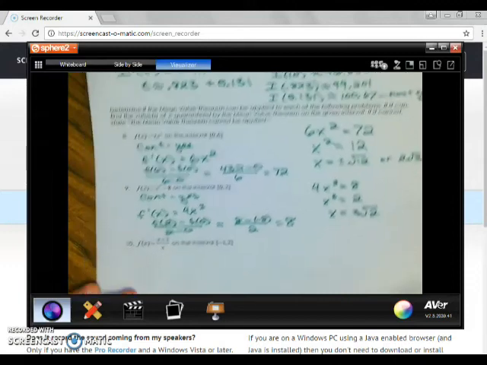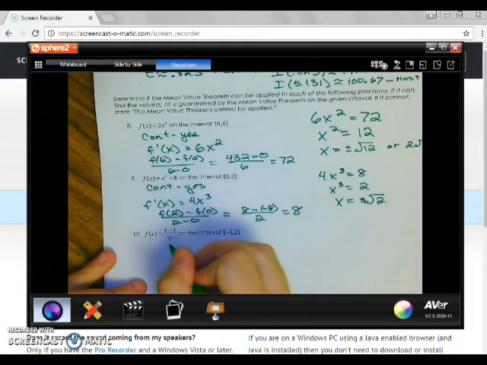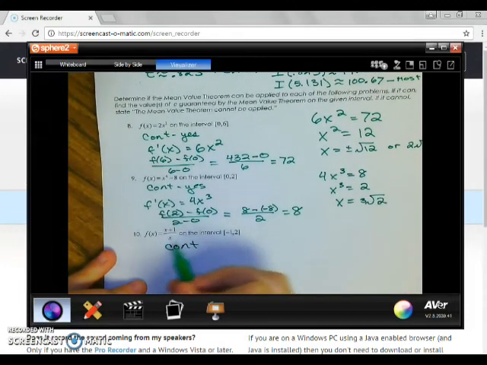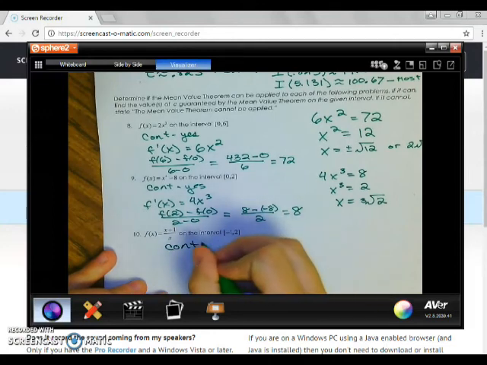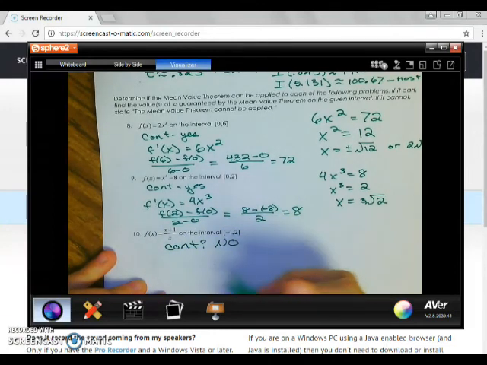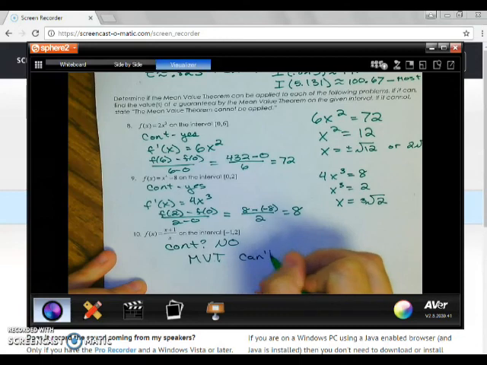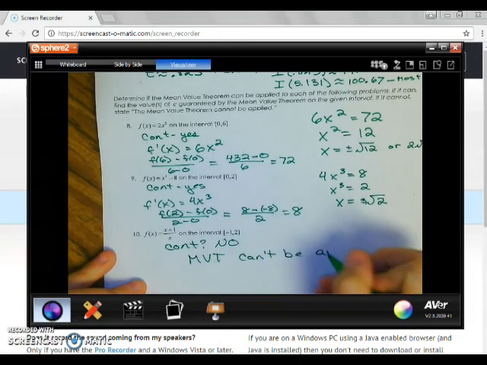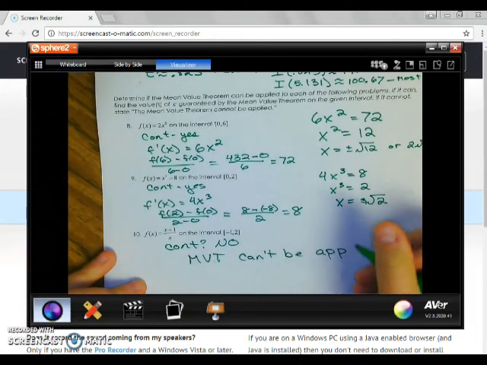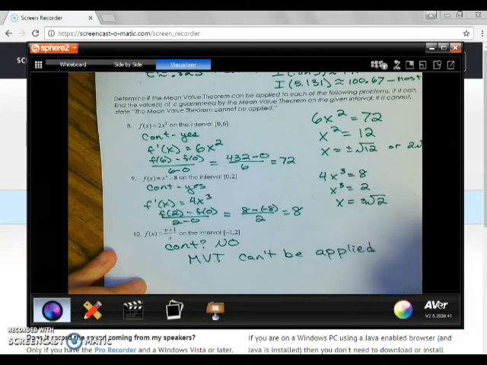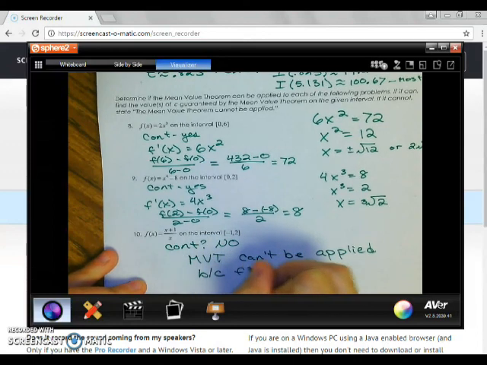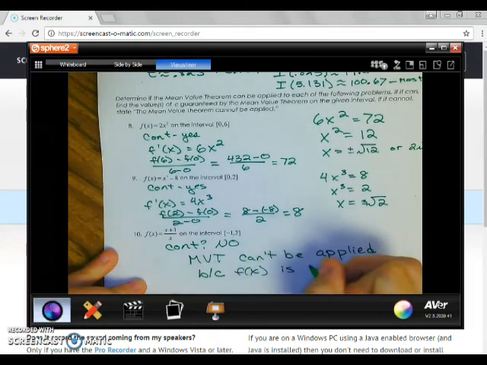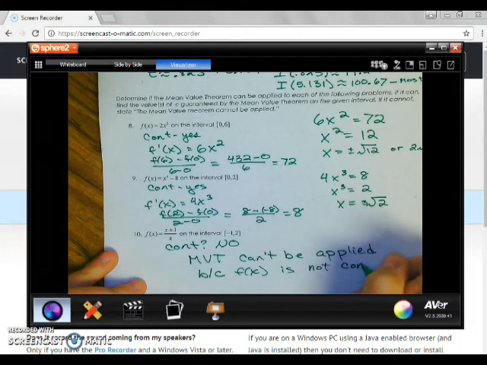Yay! All right, and the last one, again, the first thing we do is check for continuity. Uh-oh, this one's got a denominator, so continuous? No. So the mean value theorem cannot be applied. Mean value theorem can't be applied because it is not continuous. And everyone's like, why didn't you do them like that in class? Because those are so easy. Can't be applied because f of x is not continuous.